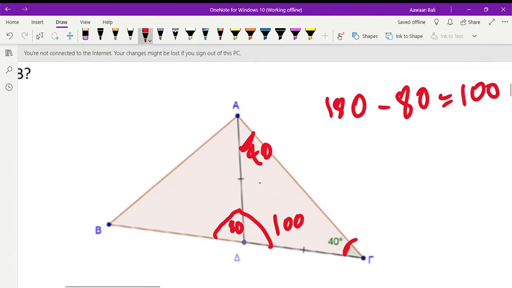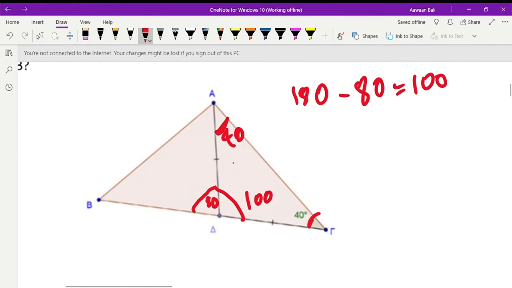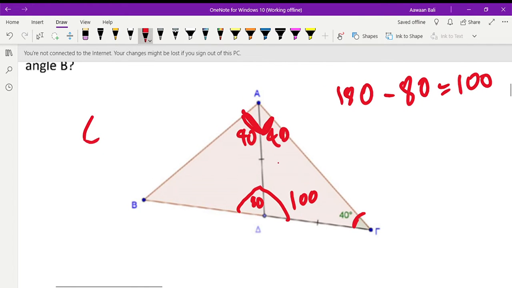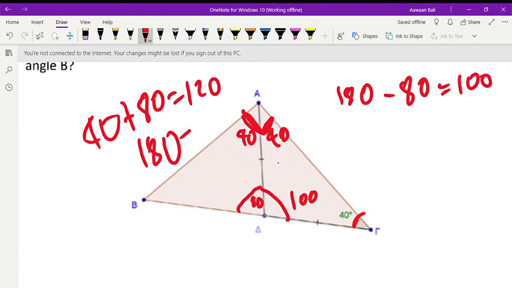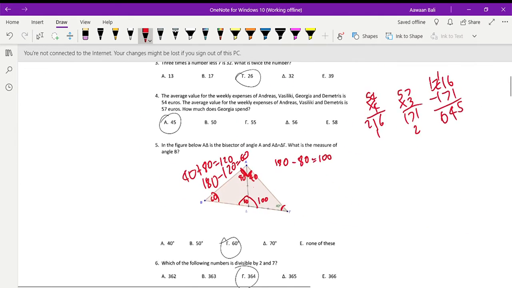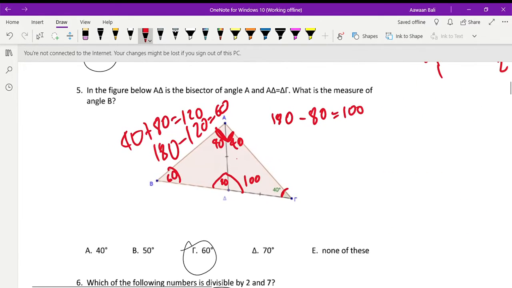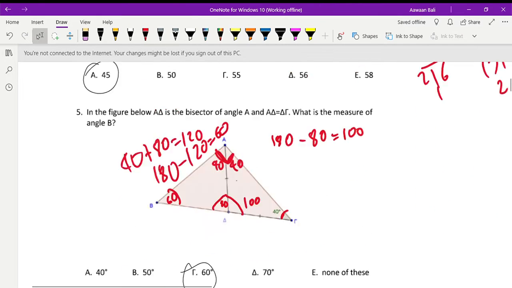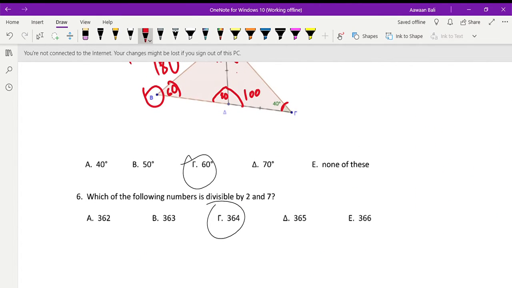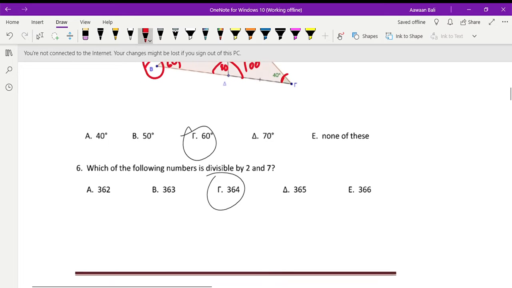And since this is a bisector, that means that it would have cut this angle equally, which means this angle is actually going to be the same as this 40-degree angle, so this will become 40. Now once you have 40 plus 80, that's 120. Then we just do 180 minus 120, 60. So the angle here is 60, and since it's asking the measure of angle beta, we found that it's 60. So therefore the answer is gamma, 60 degrees.